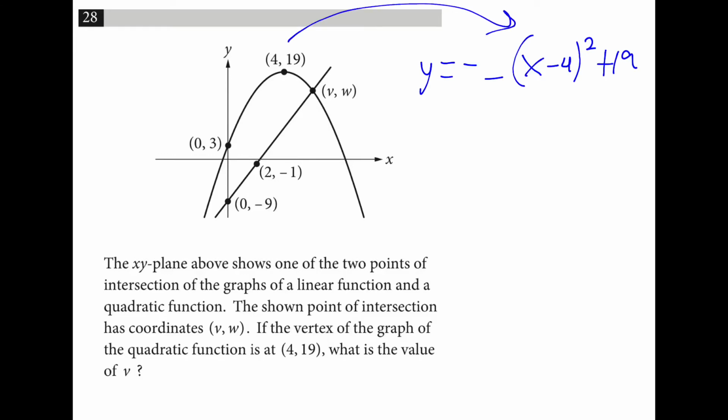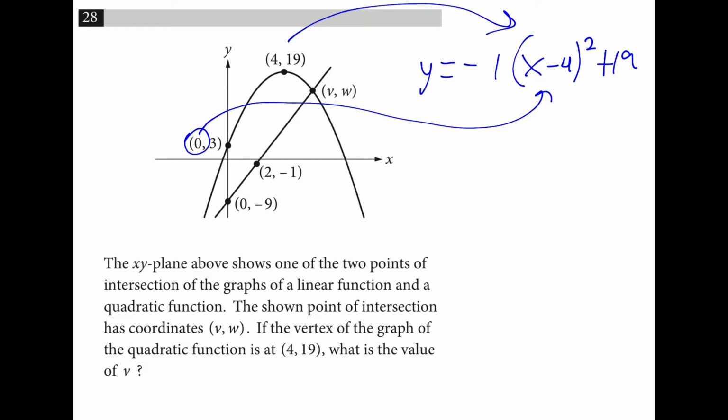Translating this into vertex form, I have to figure out what this value in front of the parentheses is going to be. I can do that by plugging in 0. 0 minus 4 squared is going to be 16. 16 plus 19. So I'm going to multiply 16 by a negative 1, and if I do so, then I add 19, I get 3. So this is my equation for the parabola.